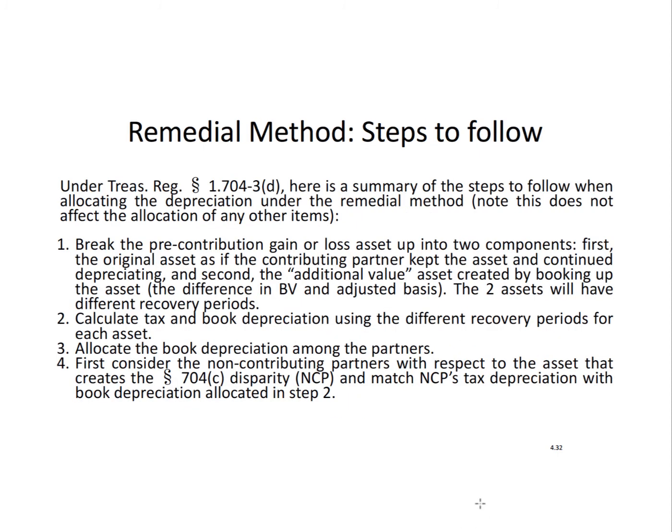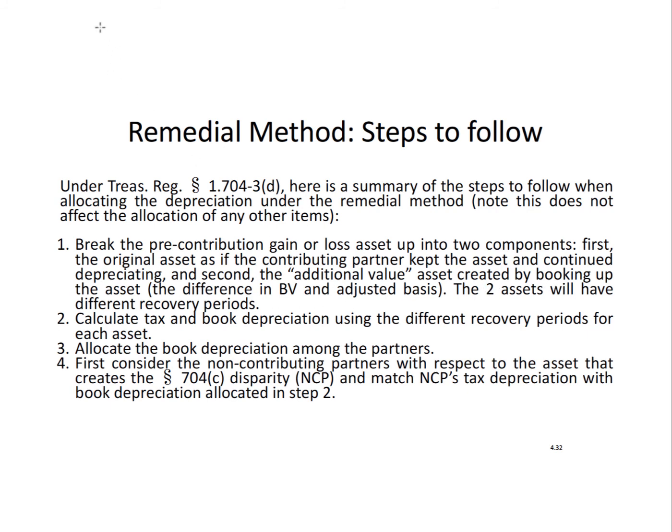So here are the steps, and this is really what you should focus on because this method of the three methods is by far the most challenging to do. But once you go through it a few times, it's really good. So you need to break up the pre-contribution gain or loss asset into two components. First, the original asset as if the contributing partner kept the asset and continued depreciating. And second, the additional value asset created by booking up the asset.